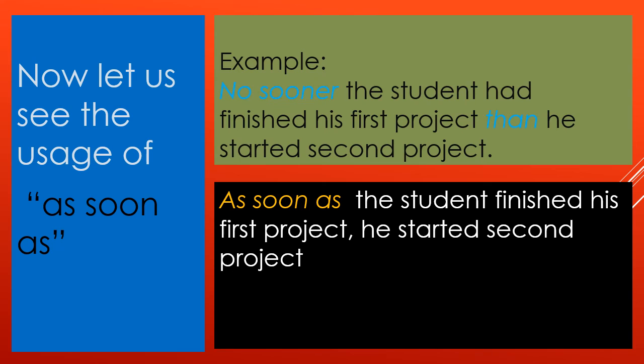And in the second sentence nothing is added. Here than is removed, but no word is added, it is replaced by comma. See here, total three changes. As soon as is used in the place of no sooner, auxiliary verb had is removed, and comma is replaced by than. So these are the three changes if you want to make use of as soon as.